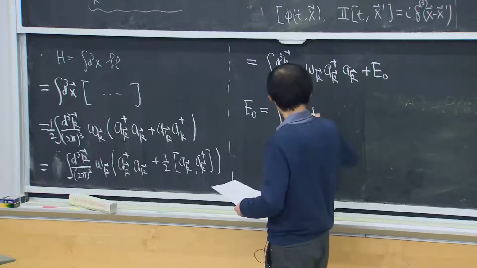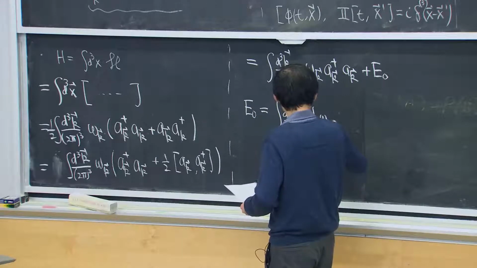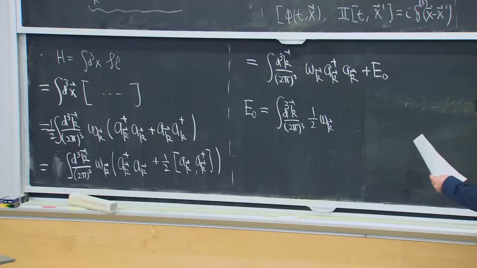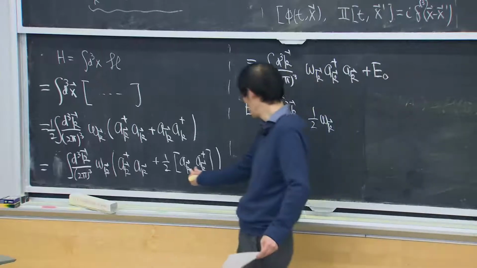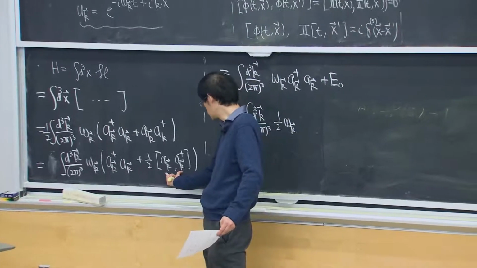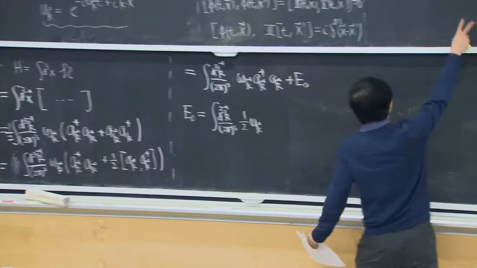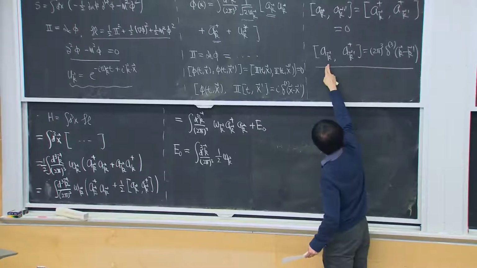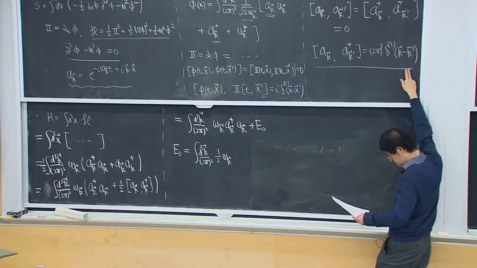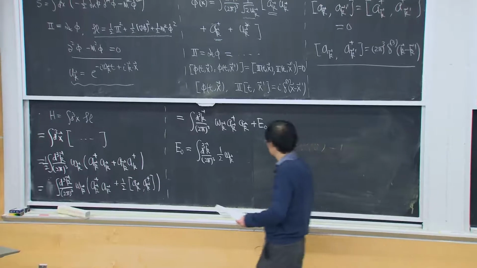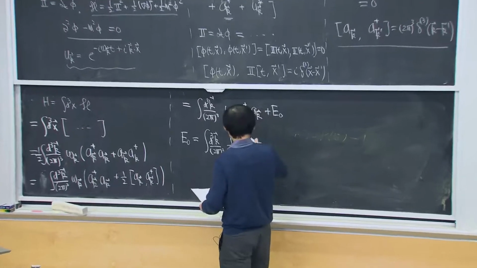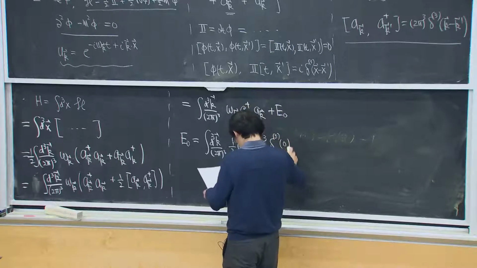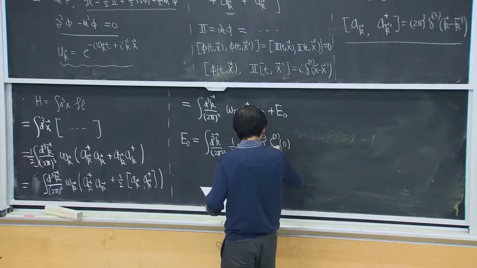So 1/2 omega k. Except the tricky thing is the following. Now we have this commutator of a_k with a_k dagger. In the standard case, this is equal to 1. But in our case, when you set k prime equal to k, we get delta 0. So we get instead (2 pi)^3 delta^3(0). And remember, this 0 is in momentum space.